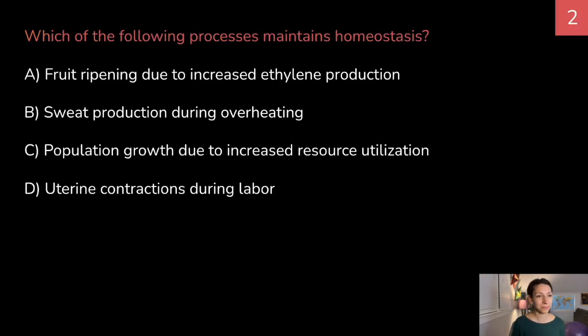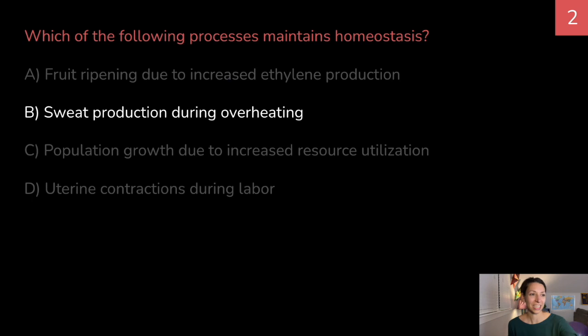Great job. 2. Which of the following processes maintains homeostasis? So we're looking for a negative feedback mechanism. A. Fruit ripening due to increased ethylene production. B. Sweat production during overheating. C. Population growth due to increased resource utilization. Or D. Uterine contractions during labor. Think about it.